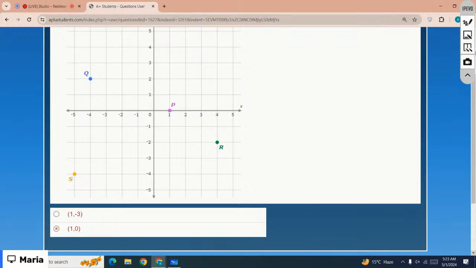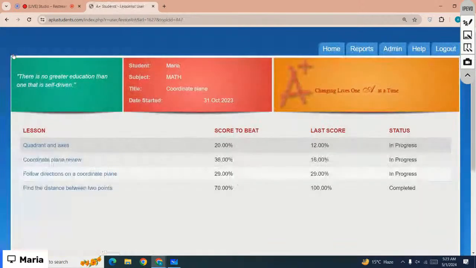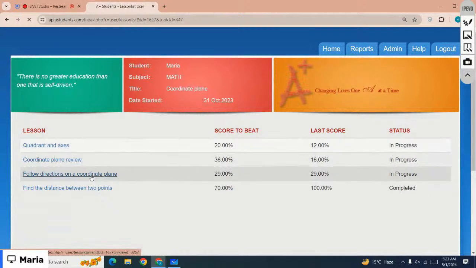Okay, you can complete the lesson by yourself later today. Let me just move on to the next lesson. Follow directions on a coordinate plane.